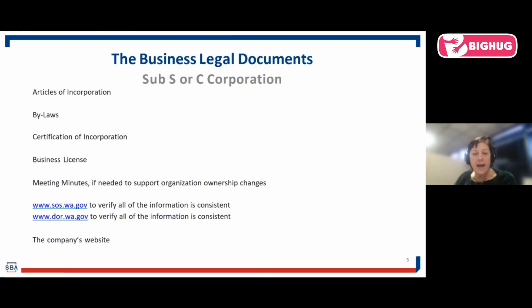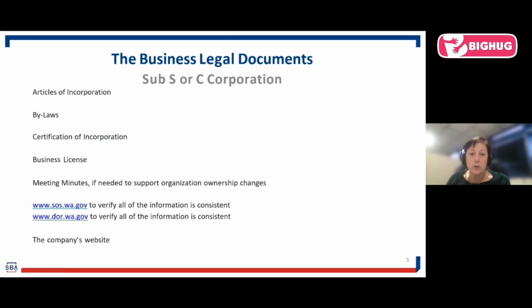So your lenders will ask you for both documents. When you get your legal entity registered with the state of Washington, the Secretary of State will issue you a certificate of incorporation document. The Department of Revenue issues a business license. Other things that you may need to provide are meeting minutes if you've had any changes in the ownership of your sub S or C corporation.